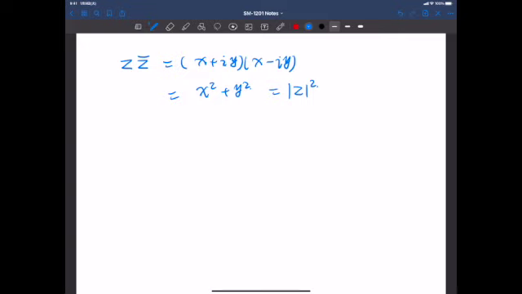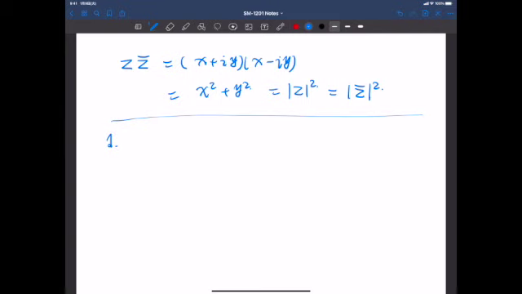And of course, which is the same as the modulus of the complex conjugate of z. Okay. Now let us prove some properties of complex numbers and their conjugates.